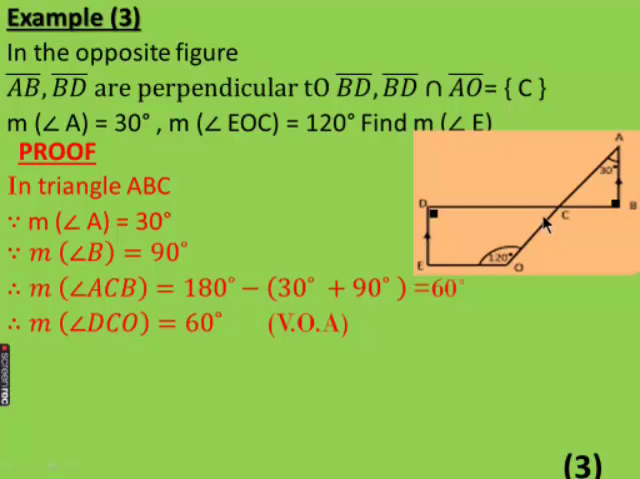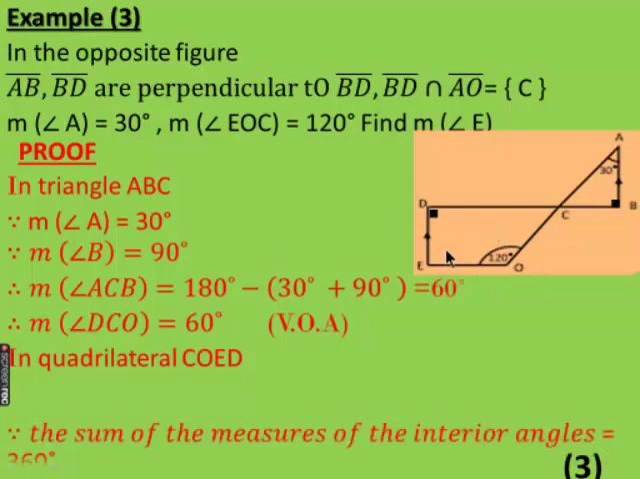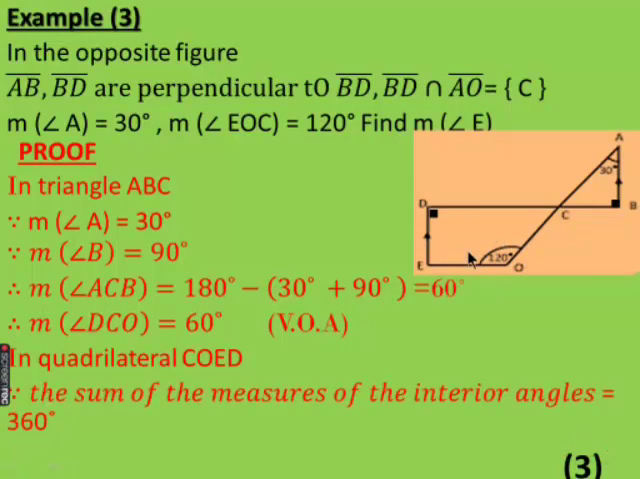Then also we have measure of angle DCO equal 60 degrees, because they are vertically opposite angles. Now we will translate into the quadrilateral DEOC. In this quadrilateral we have measure of angle D equals 90 degrees, the measure of angle O equals 120, and the measure of angle DCO equals 60, vertically opposite angles.